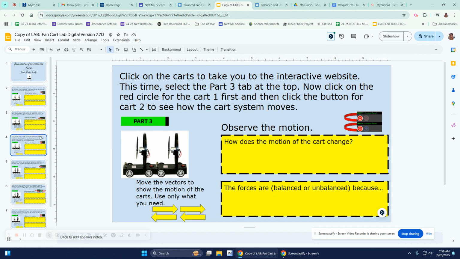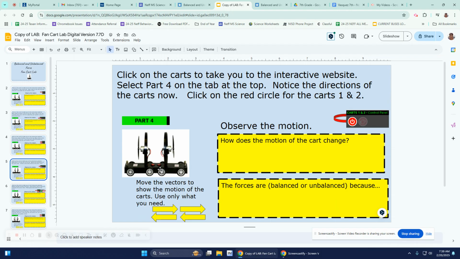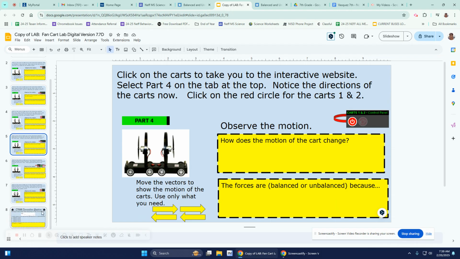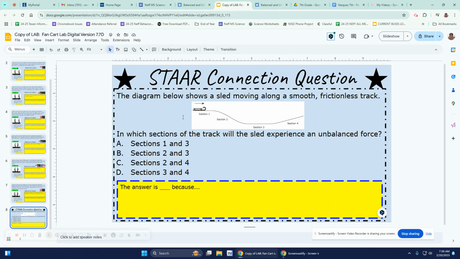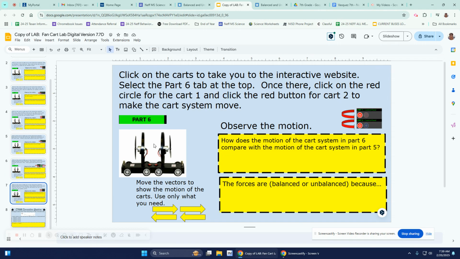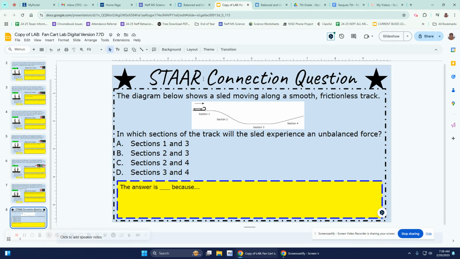When you look at slide number 4, you've got part 3, and it's telling you at the top specifically where to go and which circle to click on. Same thing for slide 5. And then at the end, you're going to go through and answer these online in Schoology. And then you've got this where it says star connection question.